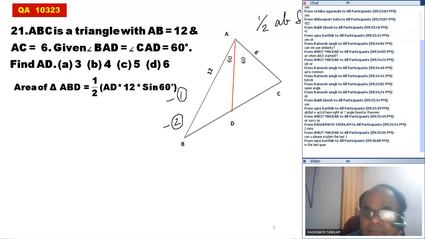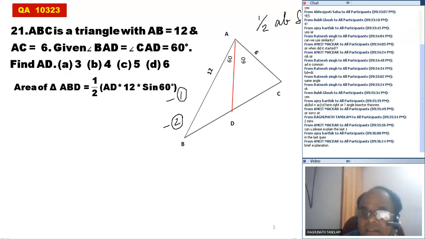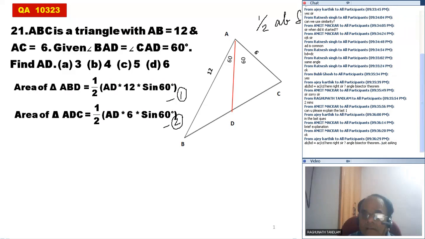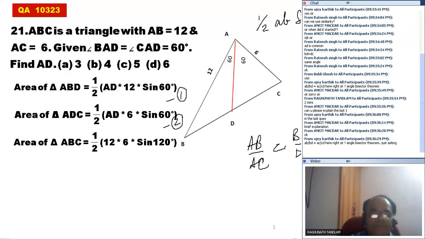Area of a triangle is half AB sin C, we know that, isn't it, Ankit? I use that. Area of triangle ABD is nothing but half of AD into 12 into sin 60. Ajay, are you clear? What we know is AB by AC equals BD by DC. Right, that's clear. This is definitely true. Ankit, are you clear?